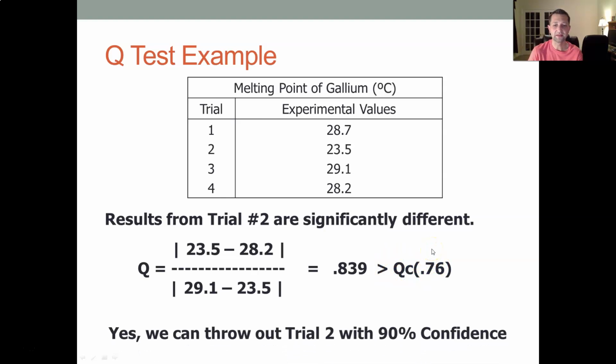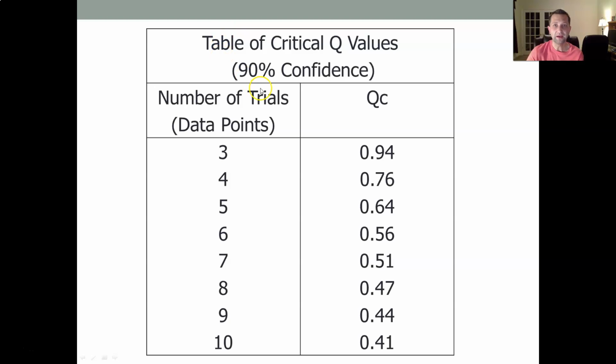I have that on the next slide. I'll go to that real quick. In the back of your book, or what you're given, is 90% confidence for your Q test. Number of trials is here. Notice how it doesn't start until you have 3, which is why we want at least 3 trials. We did 4 trials there, so we want to compare it to our 4 trial number.